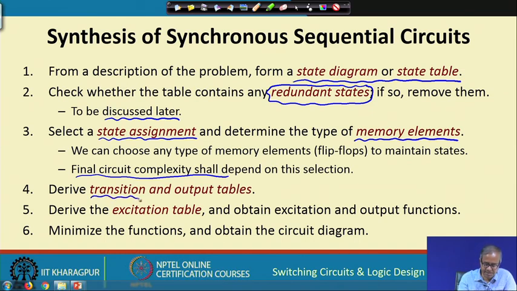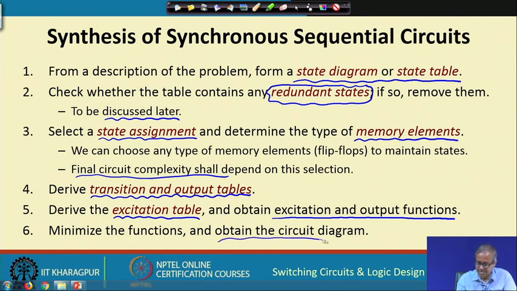We shall see how to proceed from this state assignment and selection of memory elements. You first determine the transition and output tables and then the excitation table. From the excitation table, you obtain the excitation and output functions, minimize them using some minimization technique, and finally obtain the circuit diagram. We shall be looking at a number of examples to illustrate this process so that it becomes quite clear to you. But these are the overall steps for any kind of synthesis of synchronous sequential circuits that you are trying to attempt. Okay.